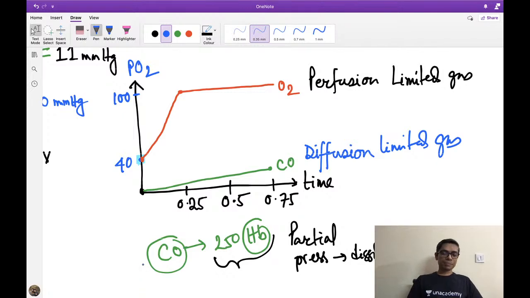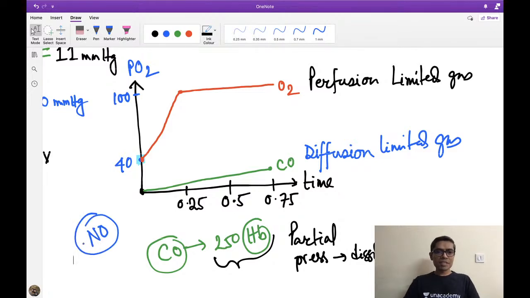Now on the other hand, if you give nitrous oxide, what is nitrous oxide? You know that nitrous oxide is an inert gas. Not only nitrous oxide, any kind of inert gas does not combine with hemoglobin at all. That is the meaning of an inert gas.